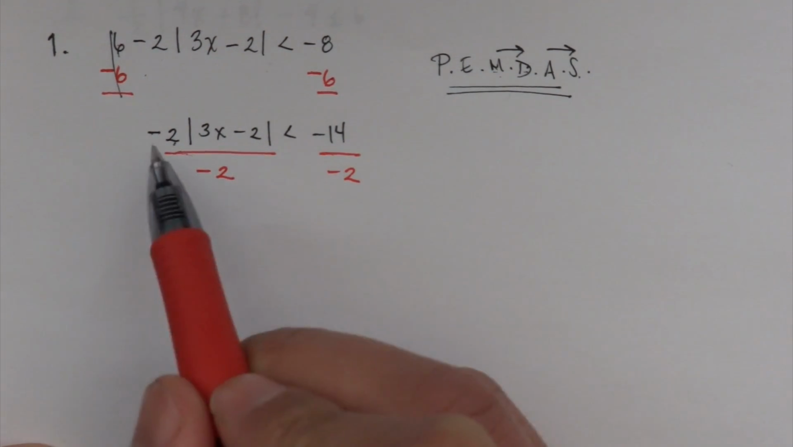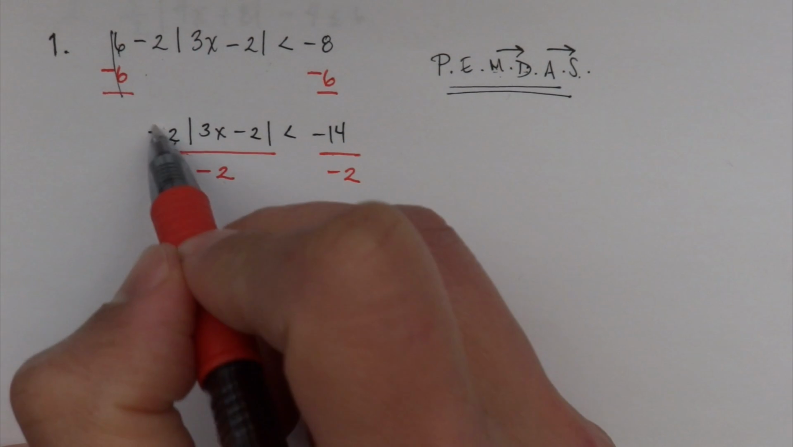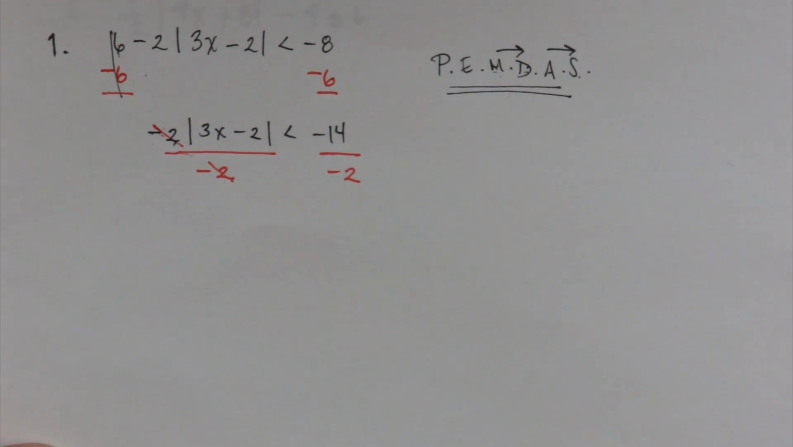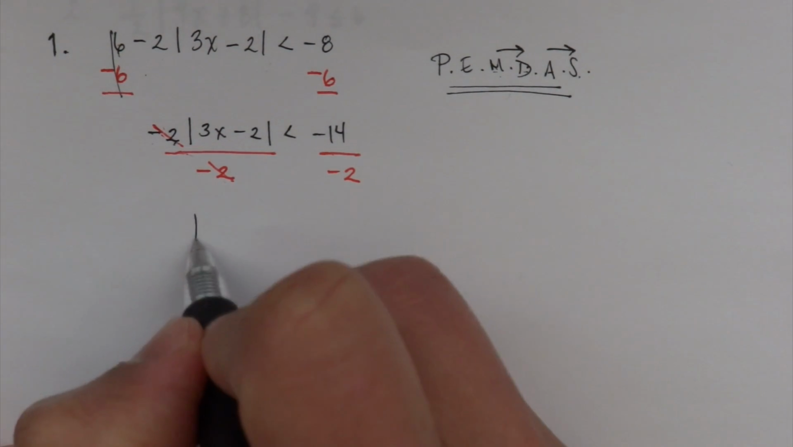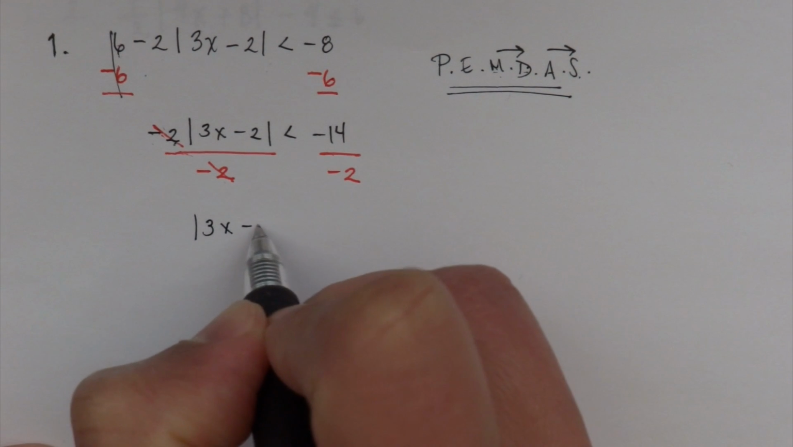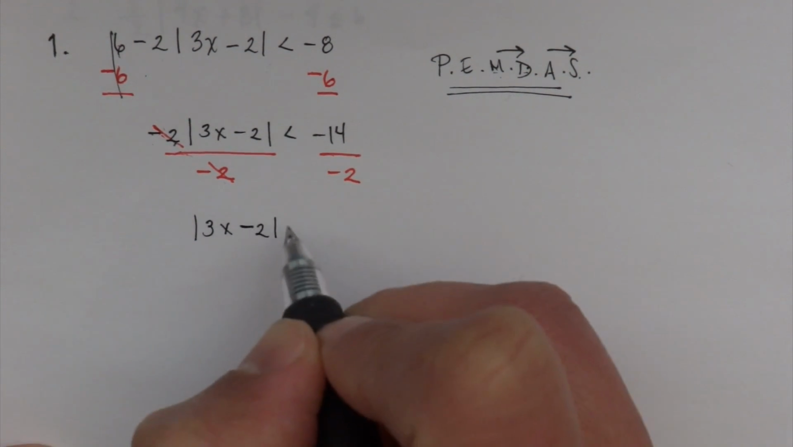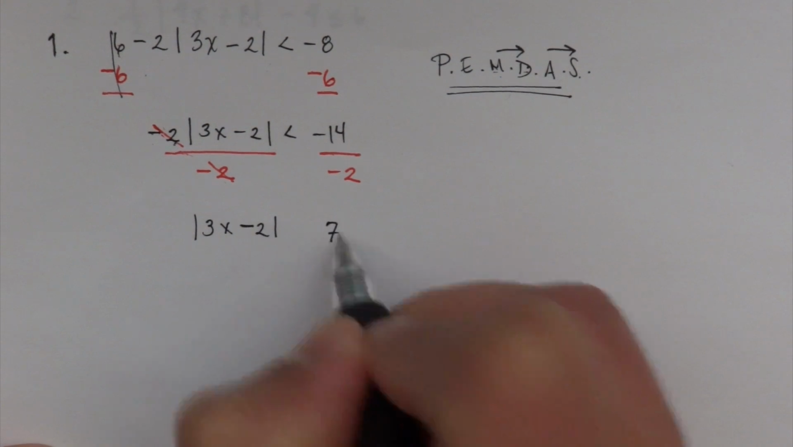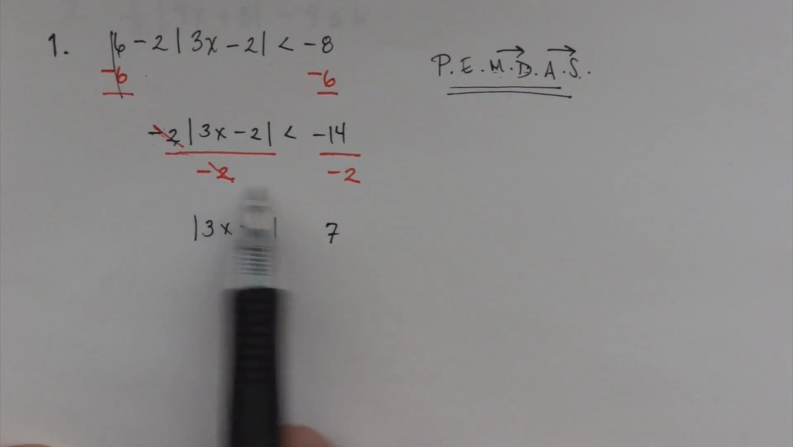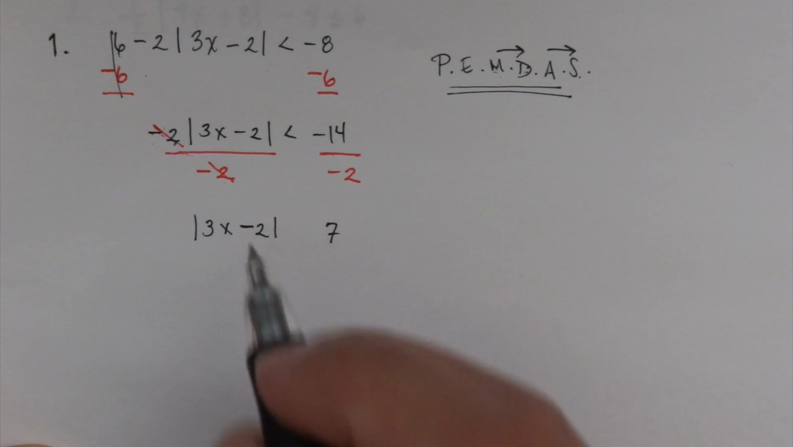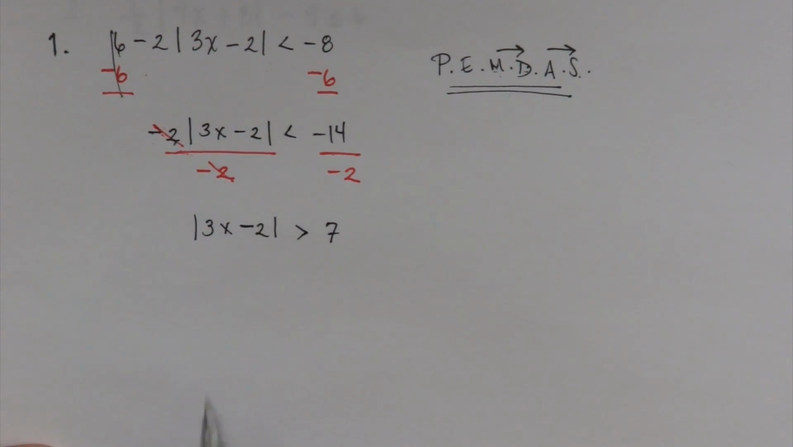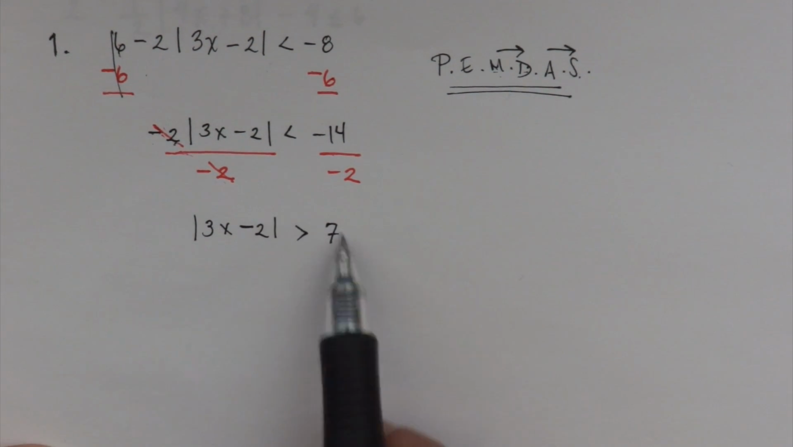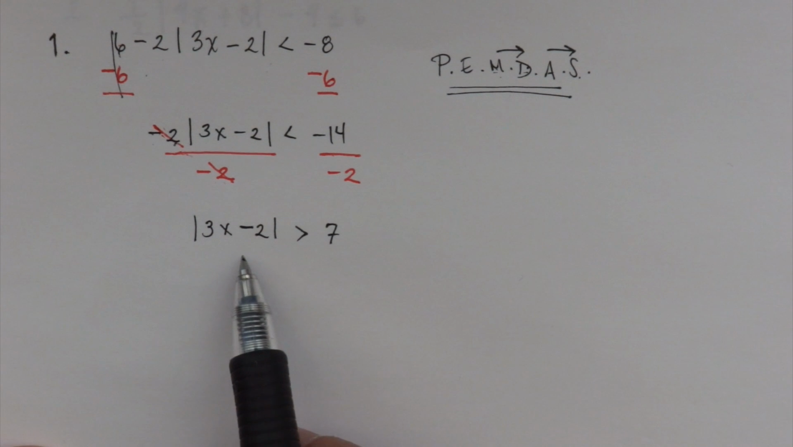Negative 2 over negative 2 simplifies to a 1. That leaves me with the absolute value of 3x minus 2. Negative 14 divided by negative 2 is positive 7. Now remember, anytime you divide by a negative, you have to reverse the inequality. Now this is a much easier absolute value to work with.